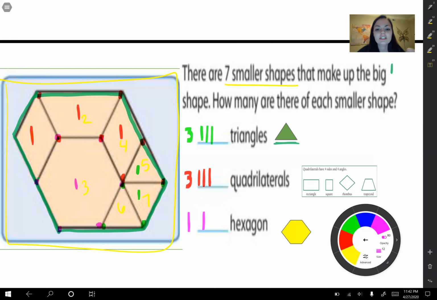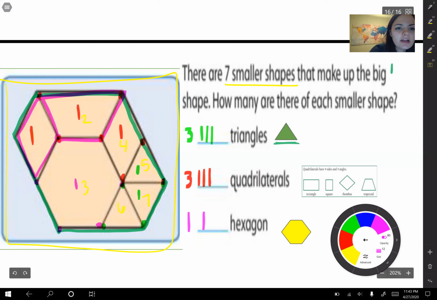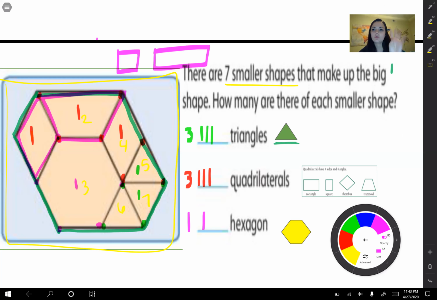I want to just remind you, if it is a quadrilateral, it means it has 4 sides. You can have it look like a rhombus, or you can have it look like a trapezoid, or it can look like a square, or it can look like a rectangle. If it has 4 sides, quadrilateral.